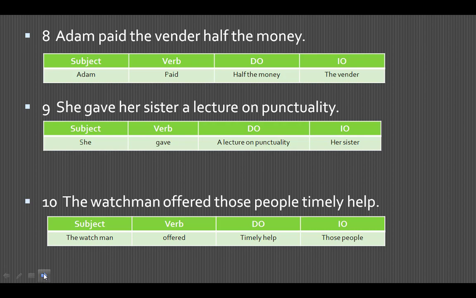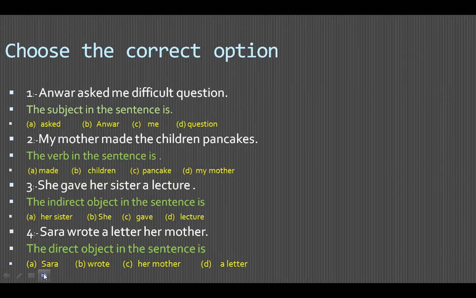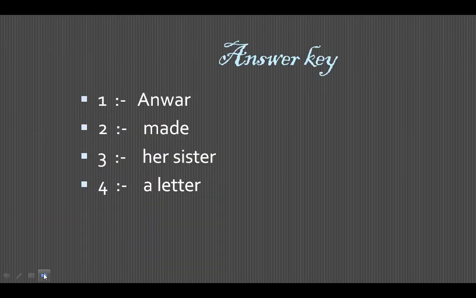In the tenth sentence: the watchman offered those people timely help. In this sentence, the watchman is the subject, offered is the verb, timely help is the direct object, and those people is the indirect object. Now we have completed our exercise C. Now your assessment is to choose the correct option, and I have given its key on the next slide.